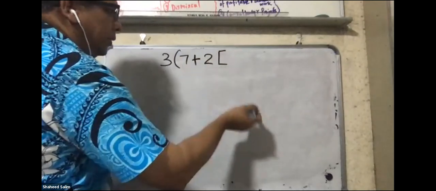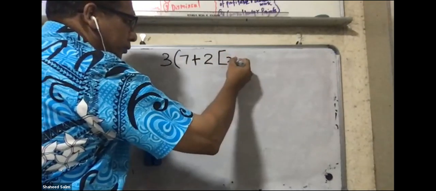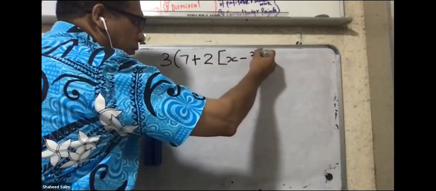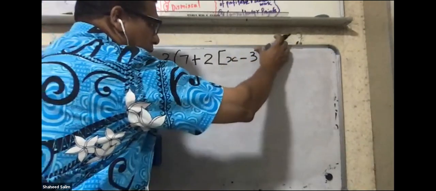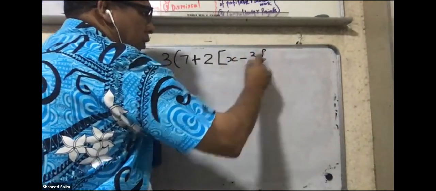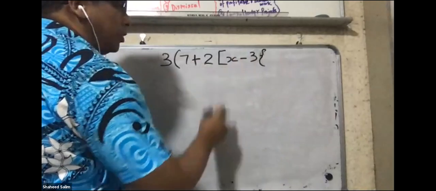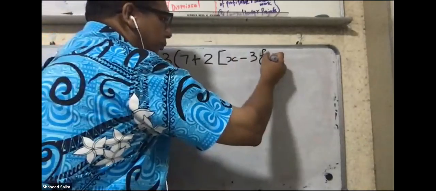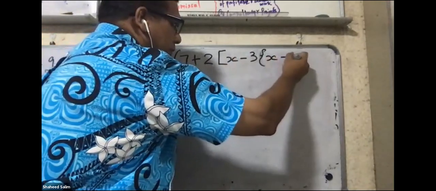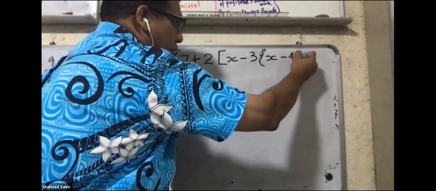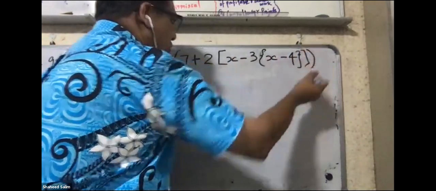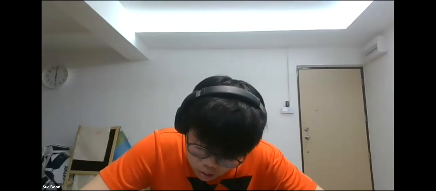This is also bracket. This is also bracket again. Bracket, different types of bracket. Close bracket 1, close bracket 2, close bracket 3. Okay, can you try this?